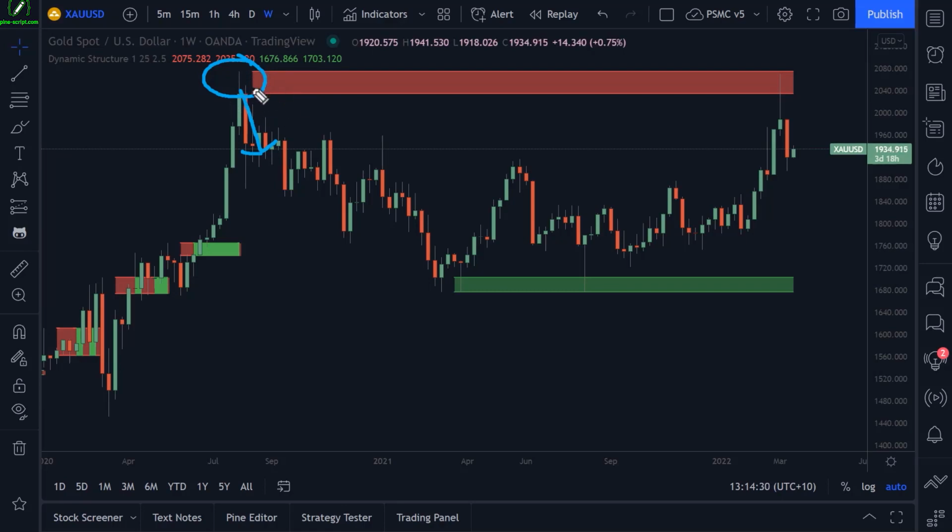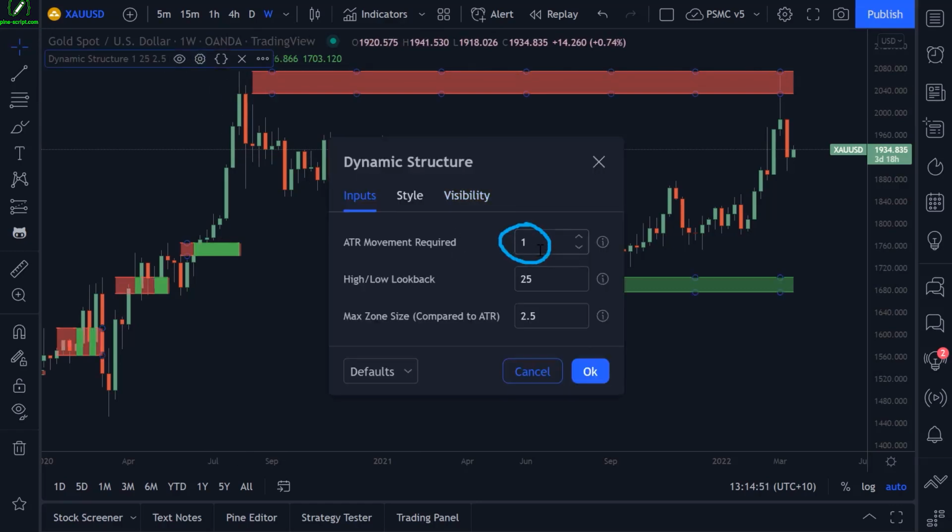If we do not get that large move after the swing high is created or the swing low is created, then the zone is ignored. This is to prevent the script from detecting minor swing highs in consolidation. That's the main purpose of that setting. It's set to 1 by default, but you can tweak this if you want.